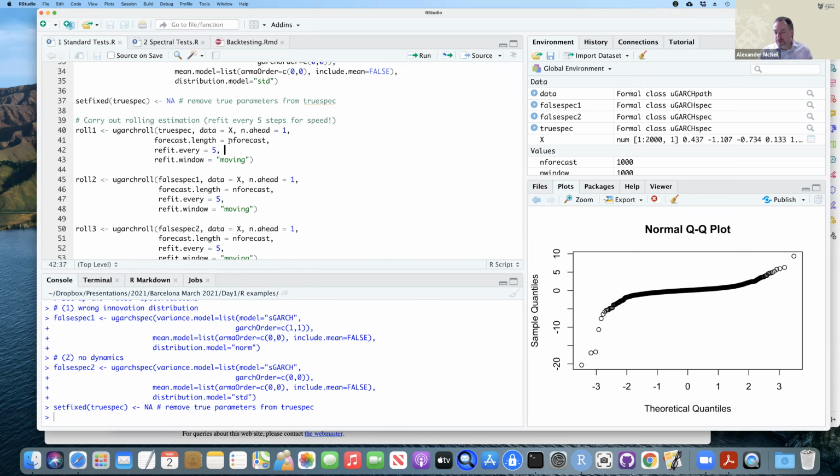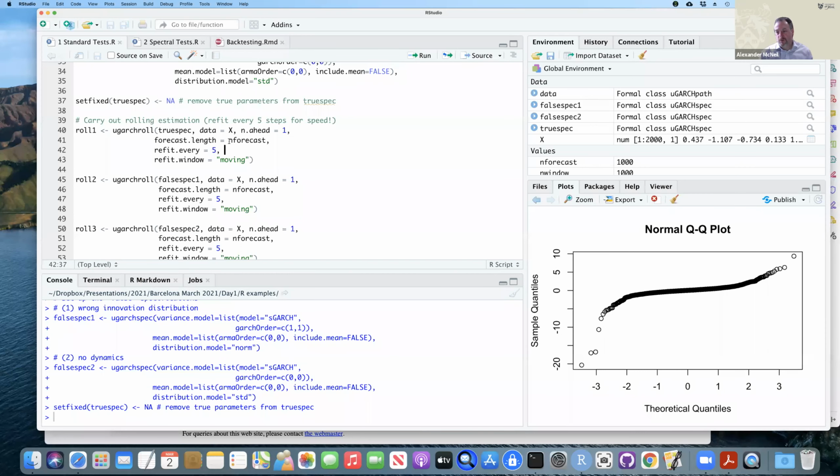And each time they do a forecast, they're using the previous 1,000 days. So that's the idea of the window. The window is 1,000 days. That's the data that's used in order to make the forecast. And we'll make 1,000 forecasts.